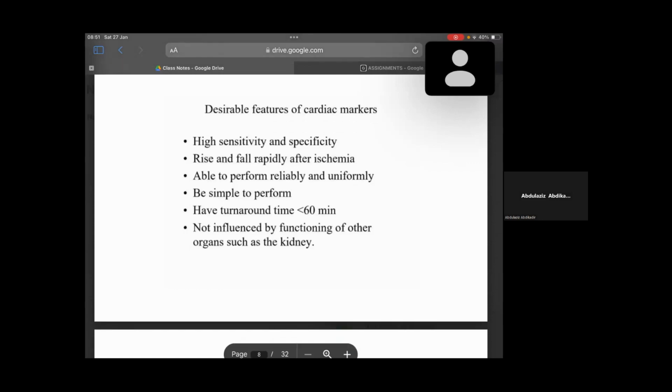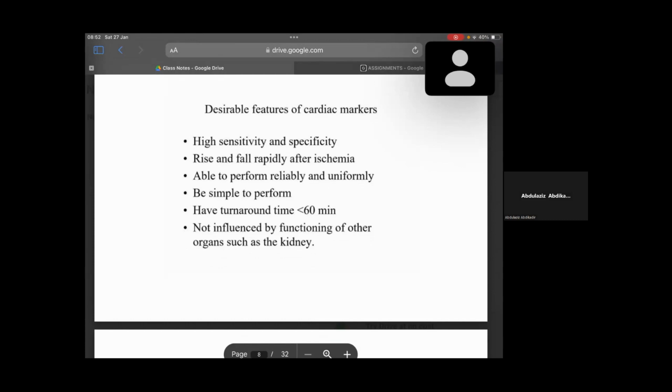It should rise and fall rapidly after ischemia. Imagine a patient who gets an ischemia just close to the hospital and the cardiac biomarker starts to rise after 4 hours. If you take the panel for the cardiac biomarkers, it is negative, yet that patient has undergone the cardiac event. It's just that the biomarker has not yet peaked. So you understand what it means to rise and fall rapidly.